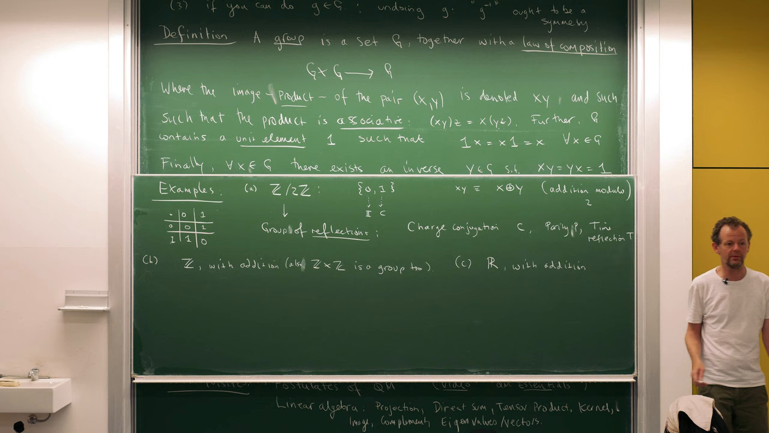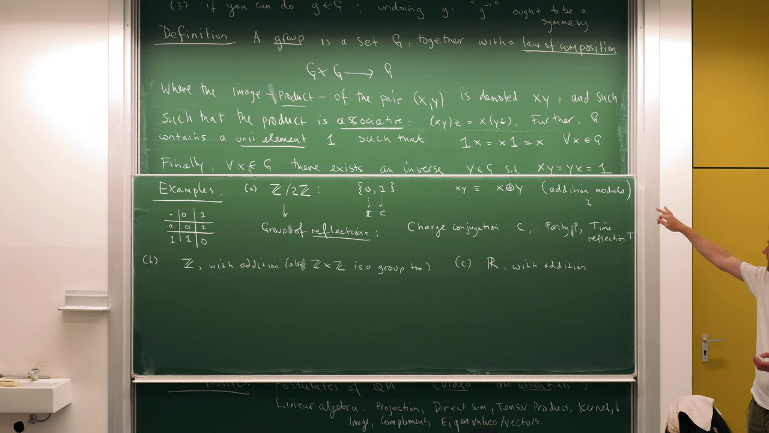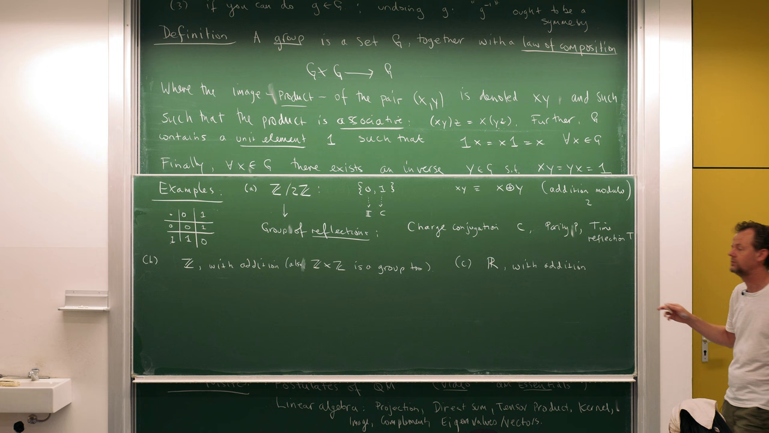That's also a group, right? You can add two real numbers. The addition is associative. There is a unit element, namely zero in the case of real numbers. Different label, call it one in this definition here, but I've just labeled it differently. And yeah, there we go.